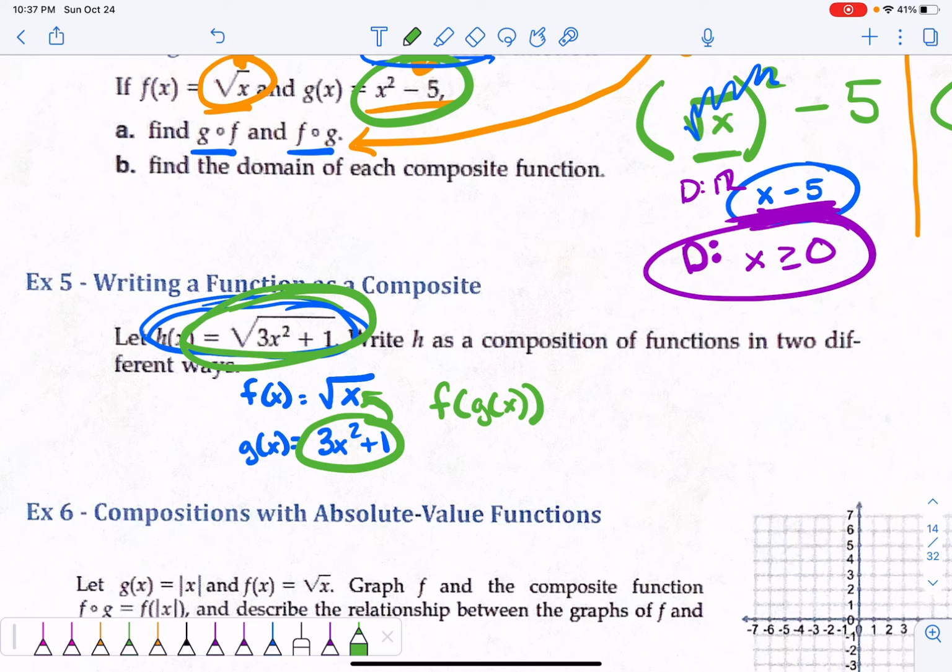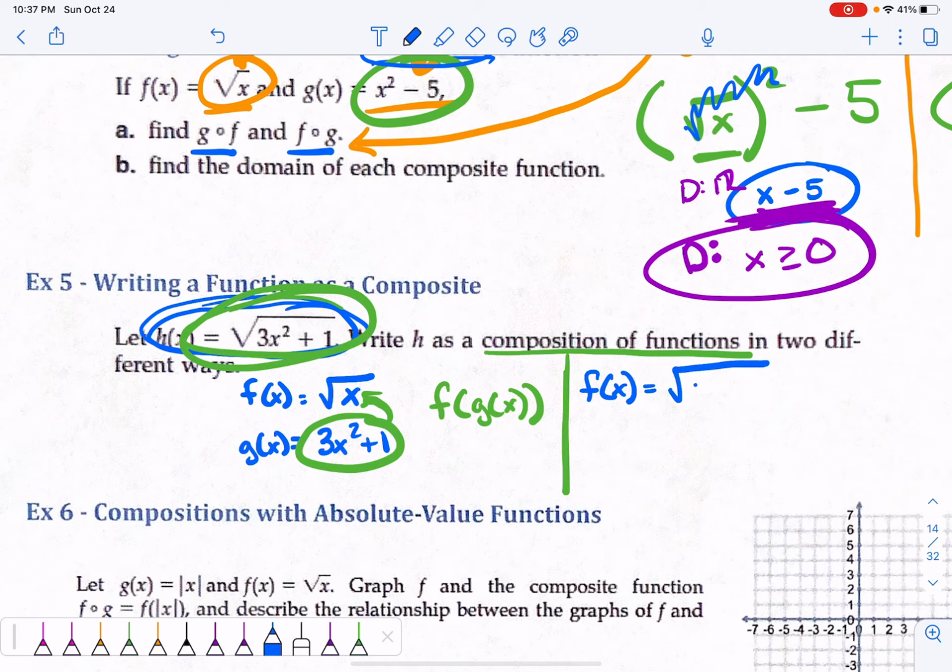That's writing h as a composition of functions in 2 different ways, okay? So that was one way, one thing we could do. Or let's say instead, let's say f of x equals, let's do this.